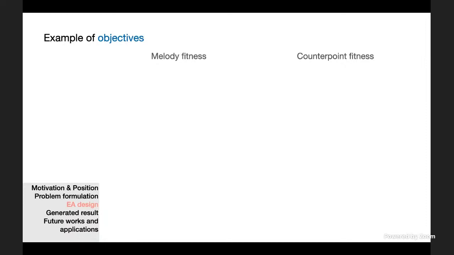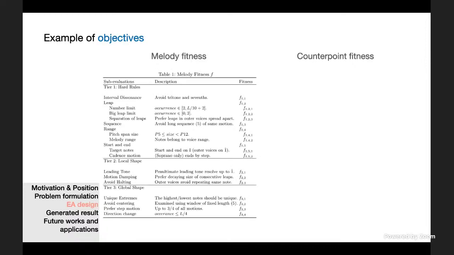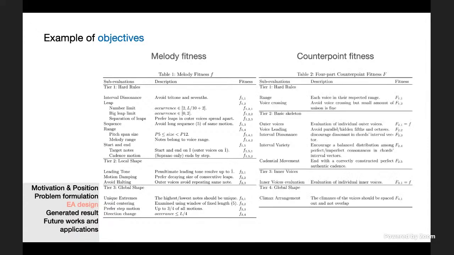So, the fitness is developed into two parts, melody fitness and counterpoint fitness. The melody fitness, as the name suggests, only evaluates a single melody. The fitness has three tiers concerning hard rules, local shape, and global shape. And the counterpoint fitness uses this melody fitness in its sub-evaluation. Notice on tier 2, we have outer voices evaluation and inner voice evaluation on tier 3. Notice that the sub-evaluations related to harmonies are mostly expressed in terms of intervals instead of chord tones, and this is an intentional choice to see if simple harmonic rules can be expressed as the result of contrapuntal rules.